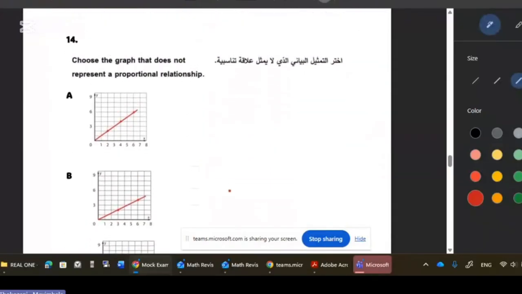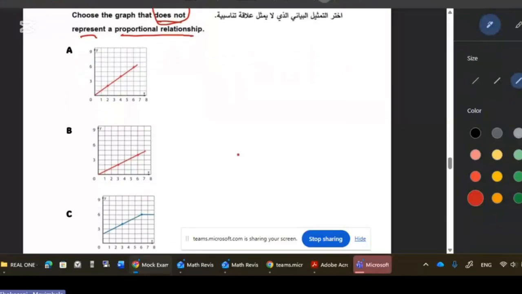It says here, choose the graph that does not represent a proportional relationship. Does not. Very important. Does not. It means not a proportional relationship. Which one is not a proportional relationship? A, B, or C?